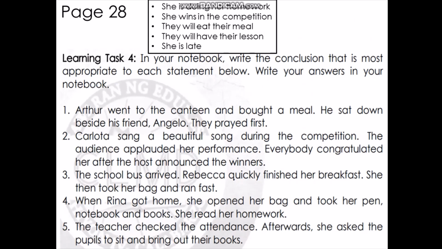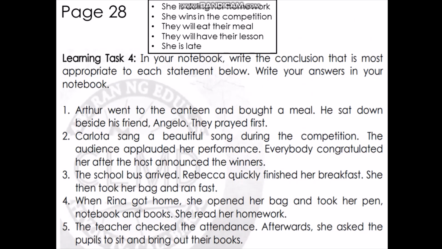She is doing her homework. She wins in the competition. They will eat their meal. They will have their lesson, or she is late. Number 2, Carlotta sang a beautiful song during the competition. The audience applauded her performance. Everybody congratulated her after the host announced the winners. So, what do you think happened here? Just look at the box and choose from the choices inside the box.